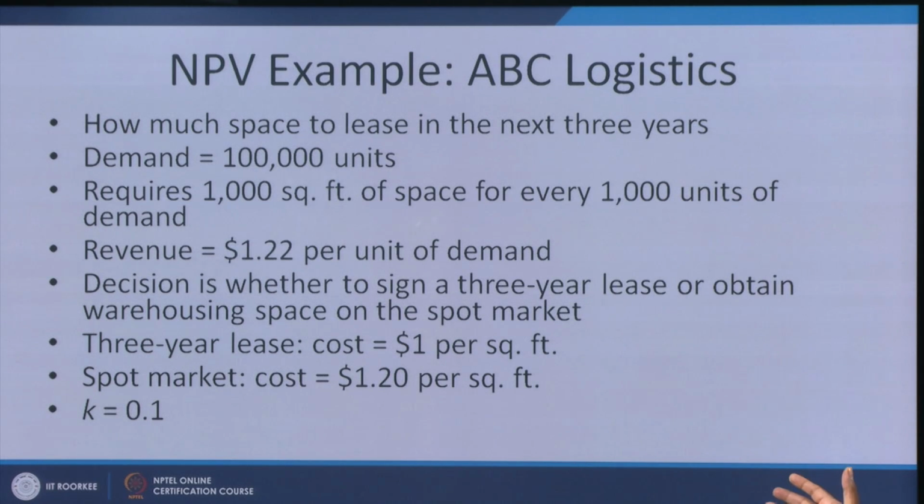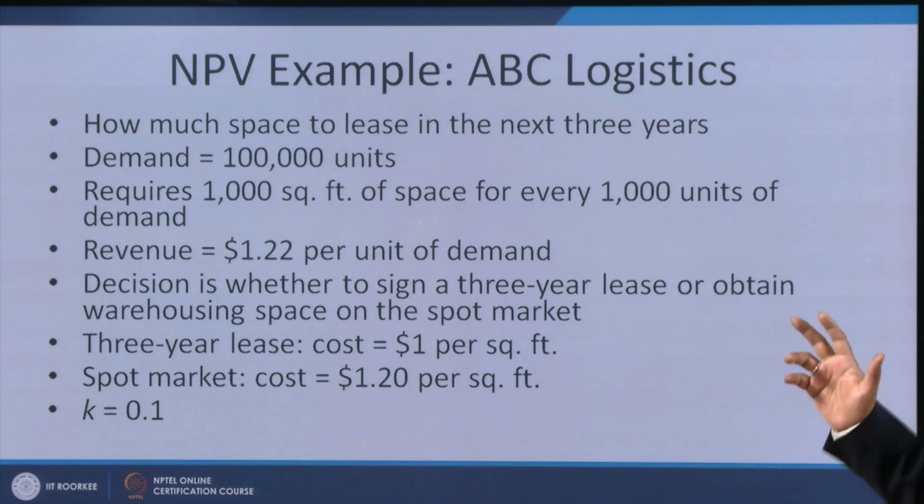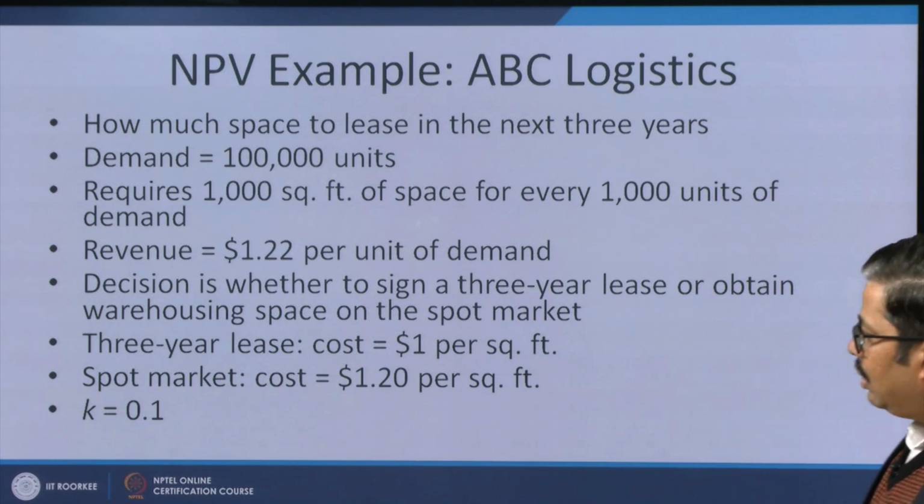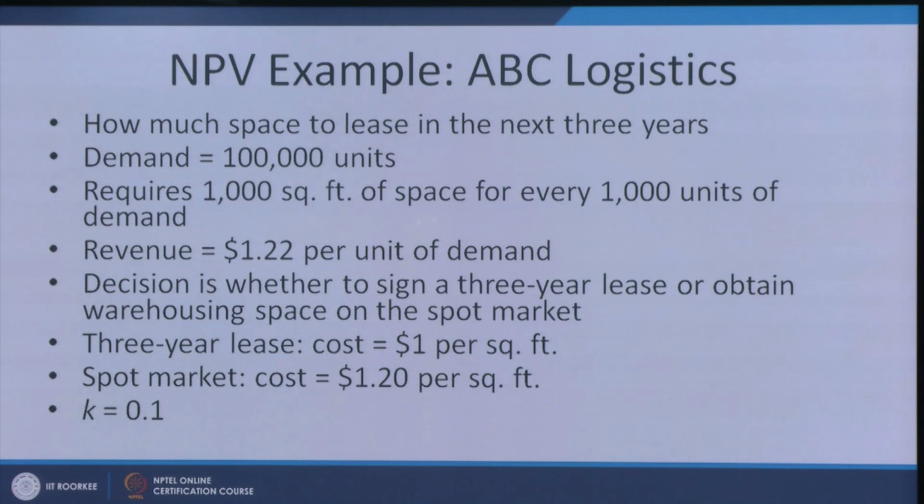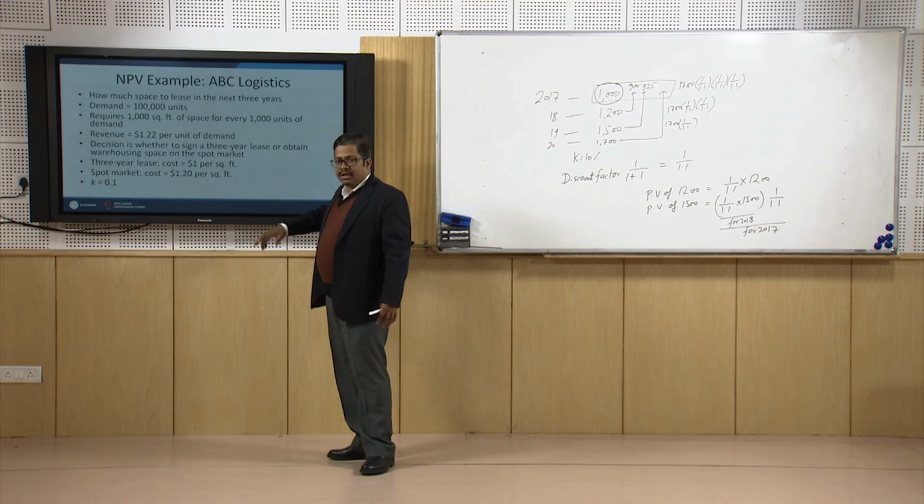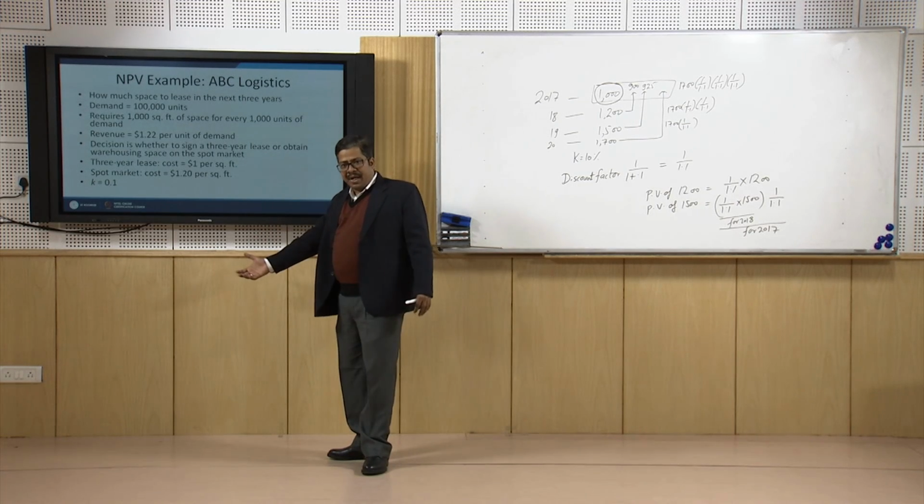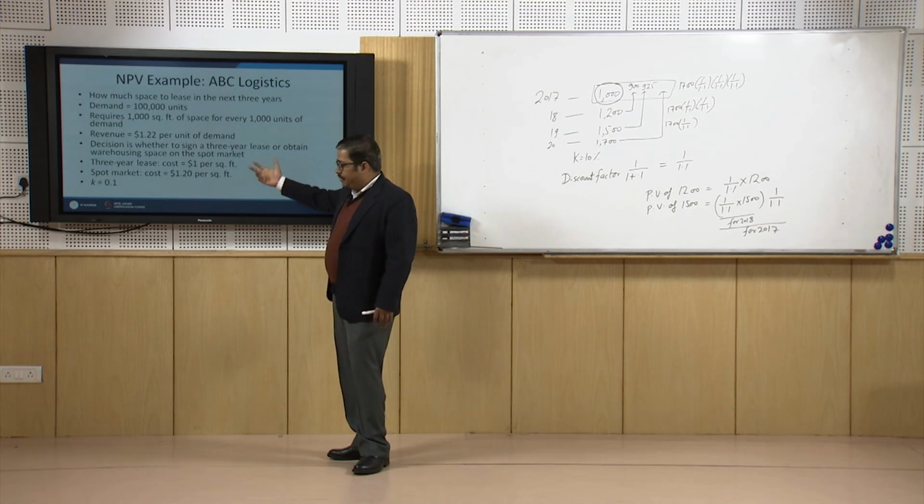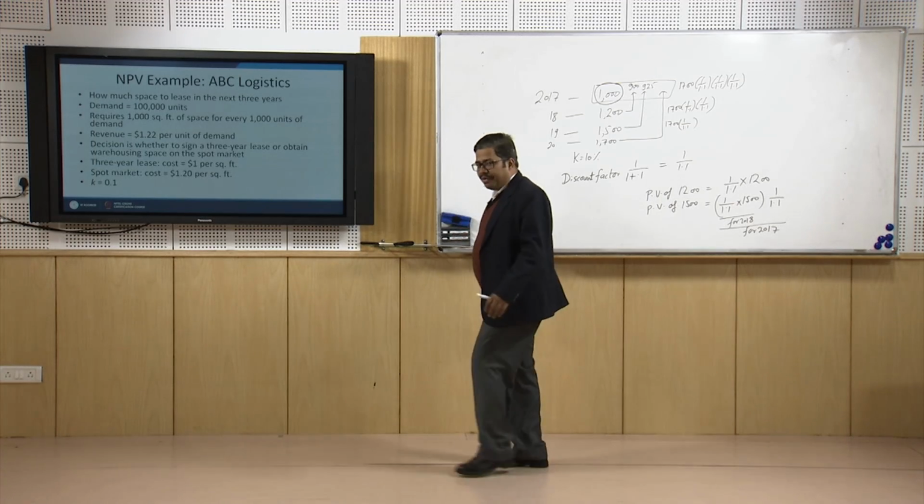That is the rate of demand which is there. The revenue is $1.22 per unit of demand. Now the decision is whether to sign a 3-year lease or obtain warehouse space on the spot market. You can sign one MOU for a 3-year lease, or, as per the requirement, go to the spot market and select whatever alternative is available. So these are the two choices available to you.